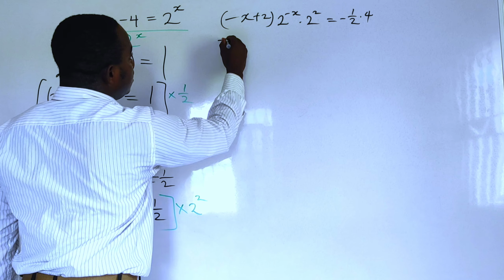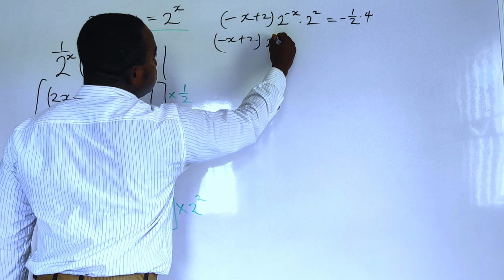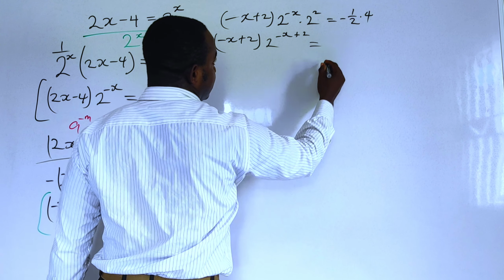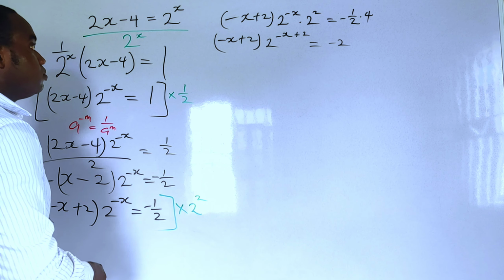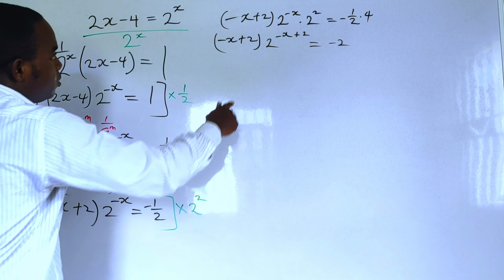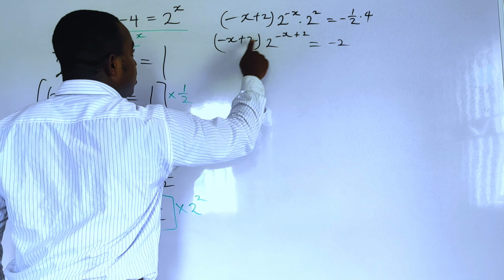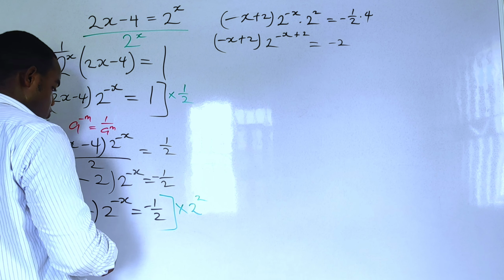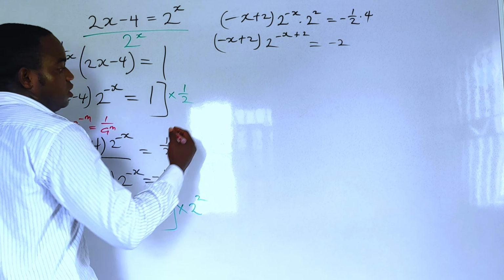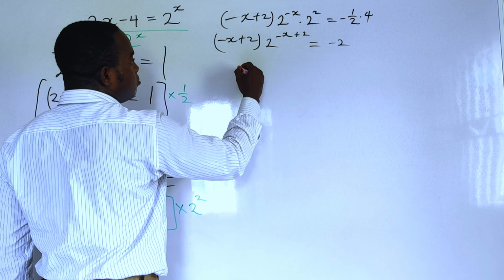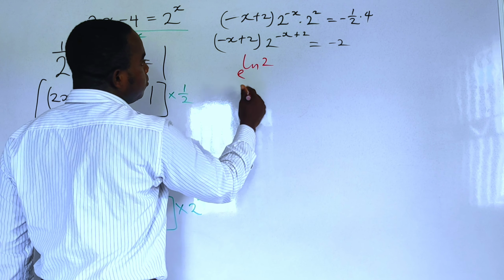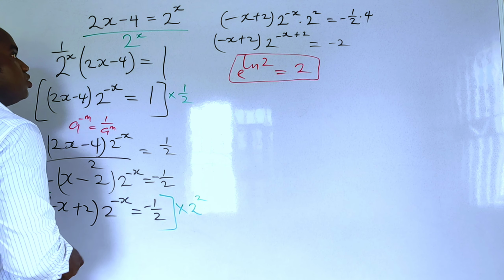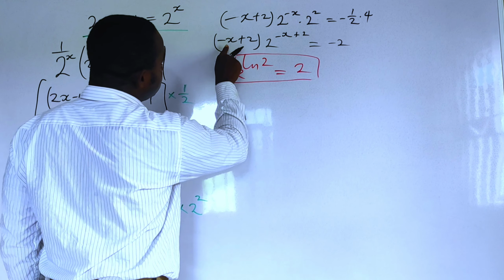Okay, next, this is going to be negative x plus 2 and 2 raised to the power negative x plus 2. So at this point, you notice that the power there is the same as what we have there. So now we're going to utilize an interesting property of exponential and natural log. If we have the natural log of 2 and we take its exponent, the answer is going to be 2, right? So let us put that in place of 2. So we put e to the ln of 2 in place of 2.